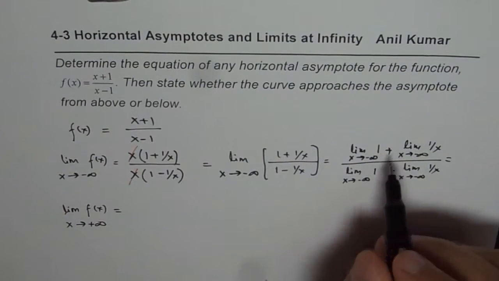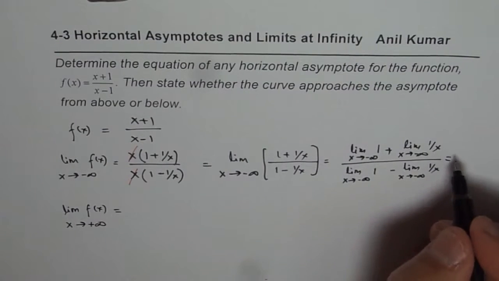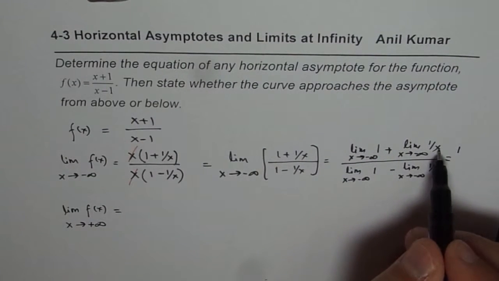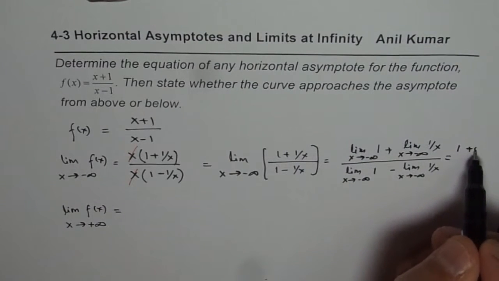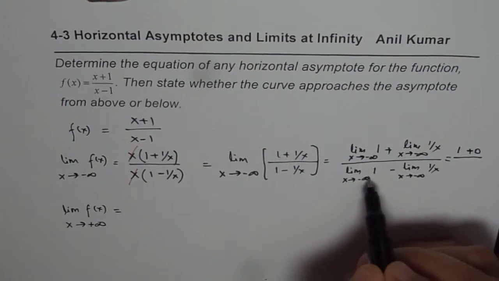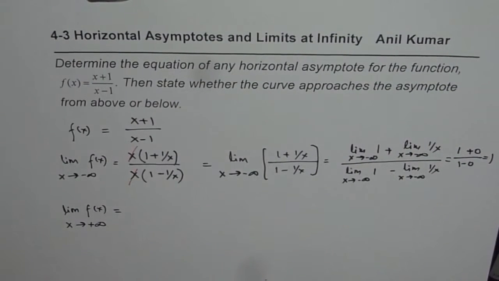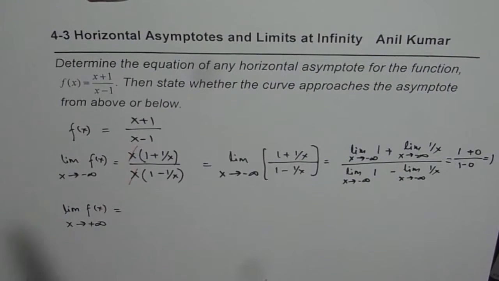Now clearly, 1 is a constant, so the limit is 1. And here 1 over x, if x is large, we are approaching 0, so it's 1 plus 0. In the denominator you get 1 as a constant minus 0. So the limit is indeed 1. You get an idea, right? So we get a limit of 1 in this case as x approaches minus infinity.